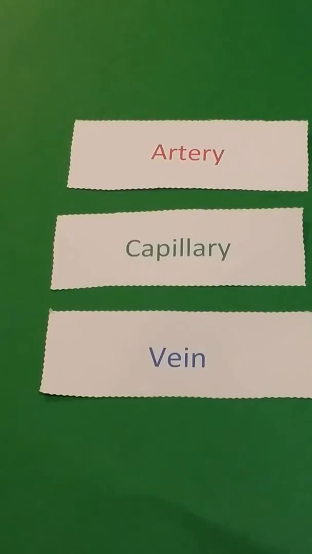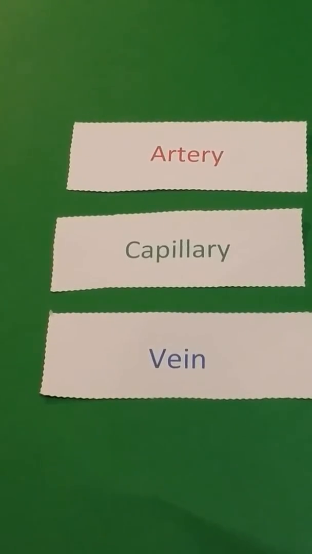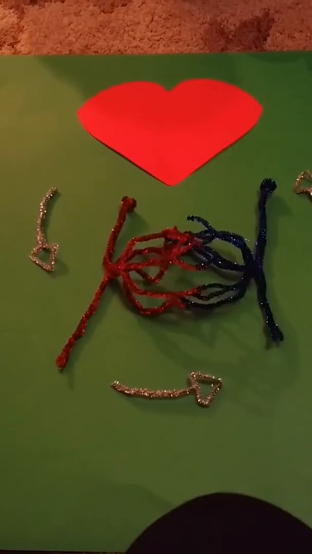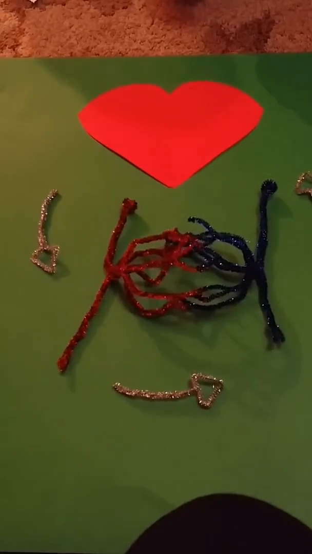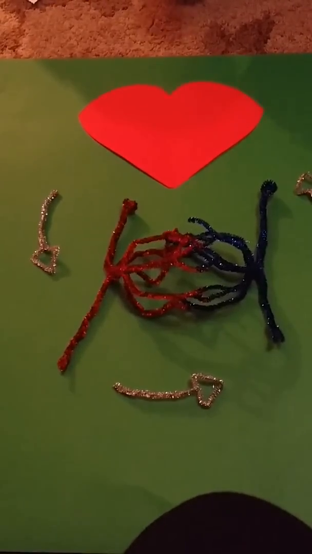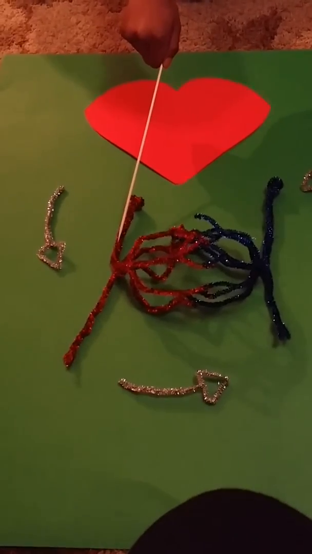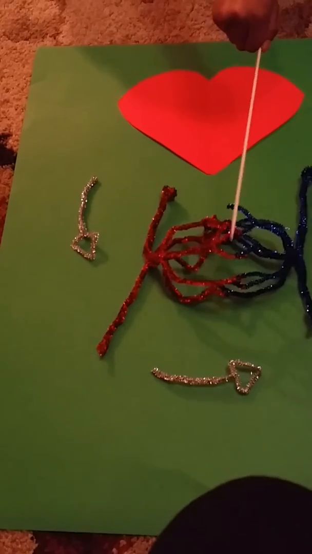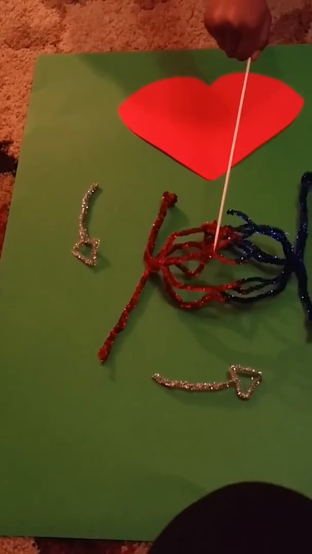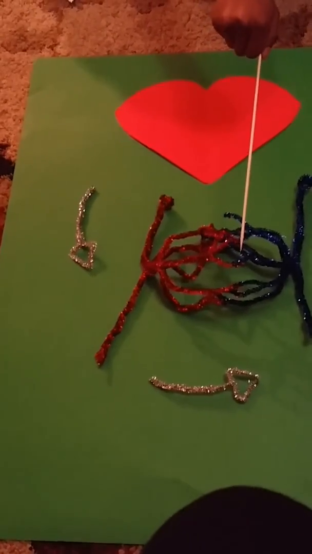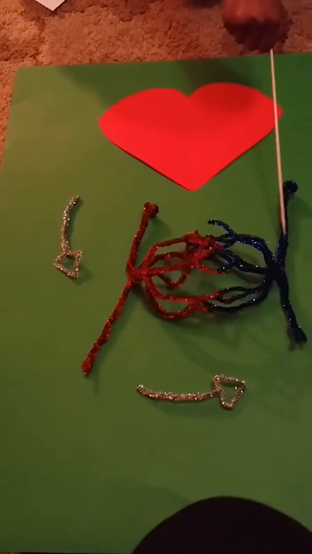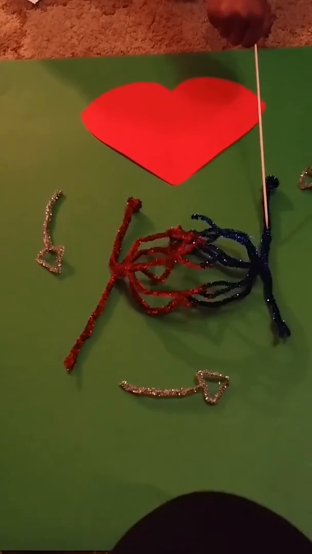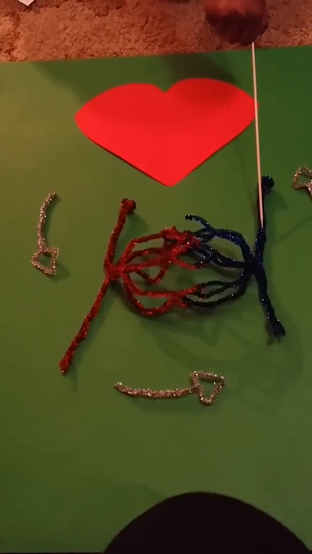Now we will look at the function of each blood vessel. The artery takes oxygen-rich blood away from the heart at a high-pressure flow. The capillary receives the blood from the artery and deposits oxygen and nutrients into the tissues of the body. The vein receives the oxygen-depleted blood from the capillary at a much lower pressure and then returns the blood to the heart.